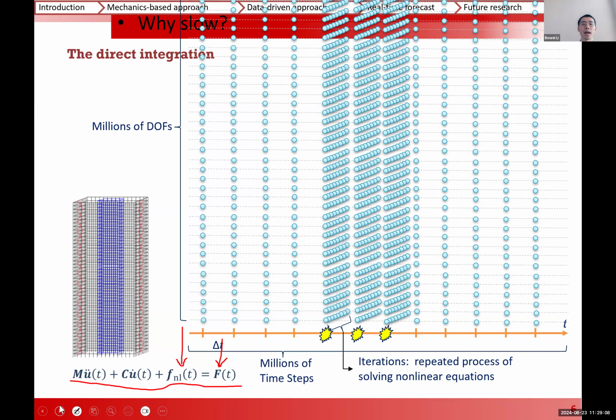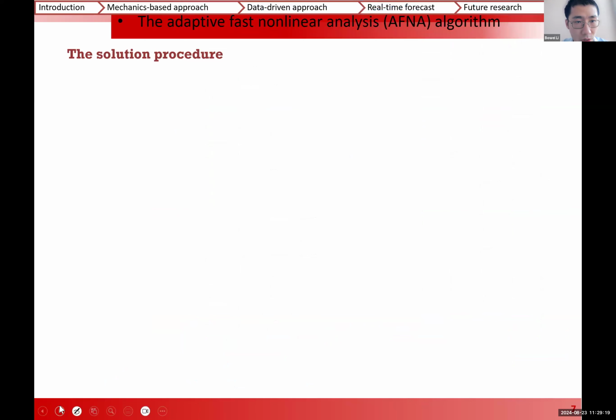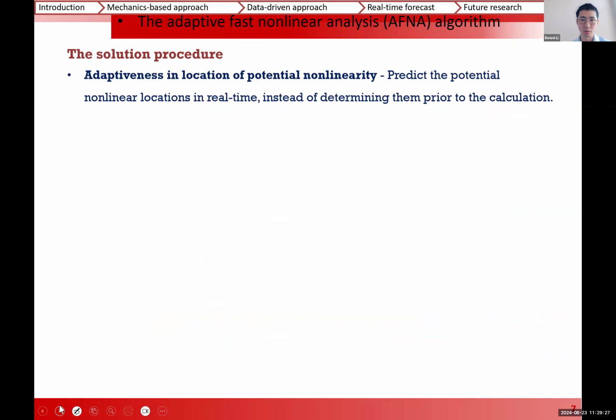Thirdly, the great number of time steps. Targeting the three major sources of computational demand, we developed the fast response solver. It is called the adaptive fast nonlinear analysis, AFA, algorithm. It targets the computational demand associated with solving the nonlinear equation.